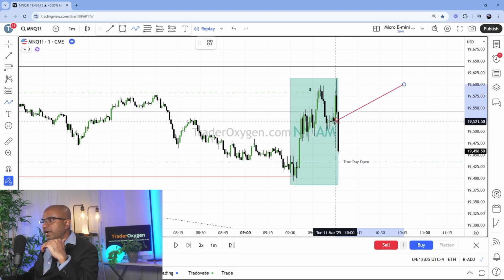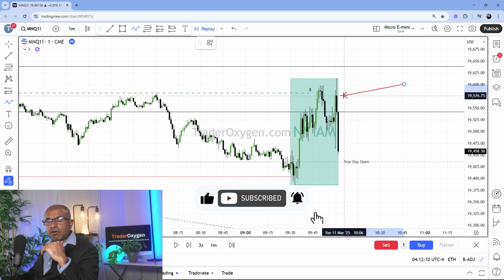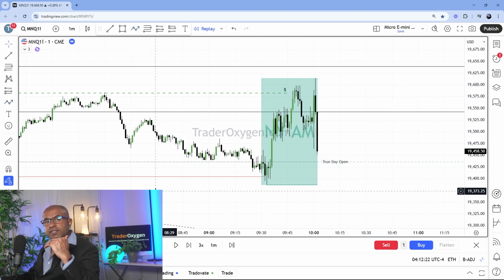In this candle, price pushed down. However, a wick is formed. So we were waiting for more evidence of smart money footprint. So now let's see what the price is doing.